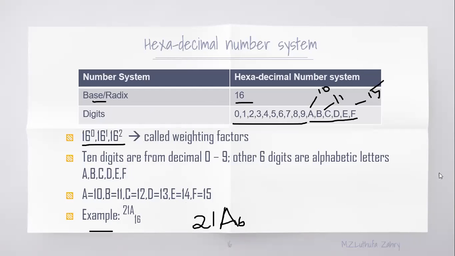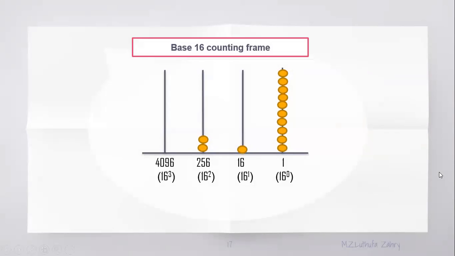This is what a hexadecimal number system is. If you want to show this 21A in base 16 counting frame, this is going to be 16 to the power 0, 16 to the power 1, 16 to the power 2. So 2 is going to be at this place and 1 is here, and I have put 10 here. Altogether there is 10 because A is equal to 10, right? In decimal number system, A is going to be 10.